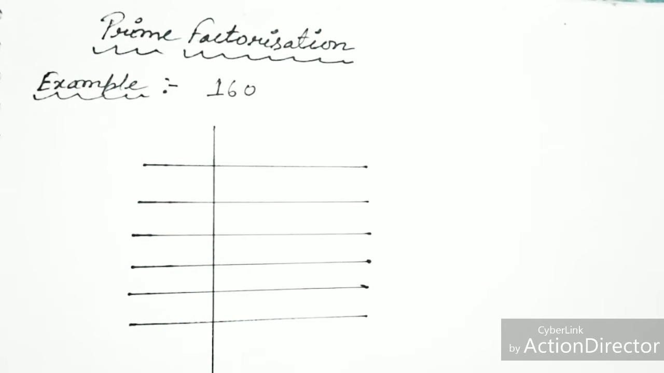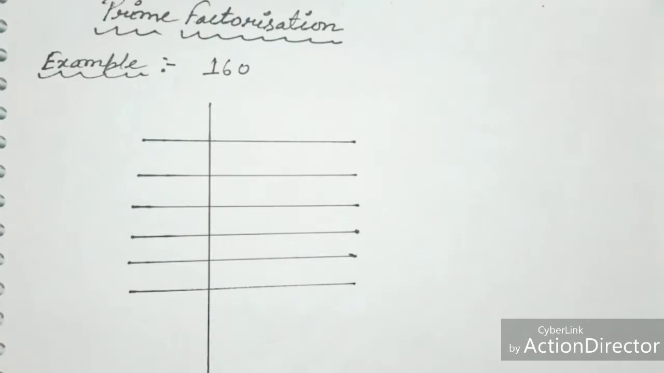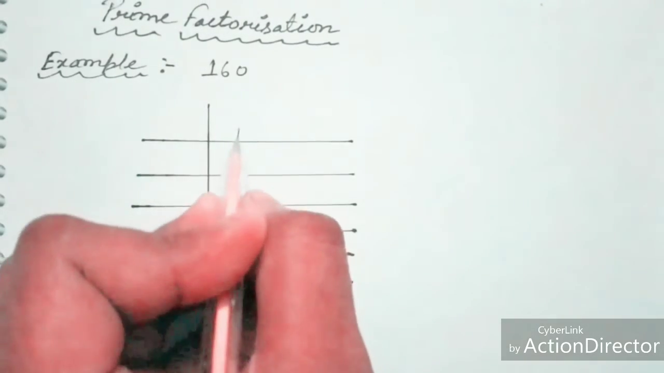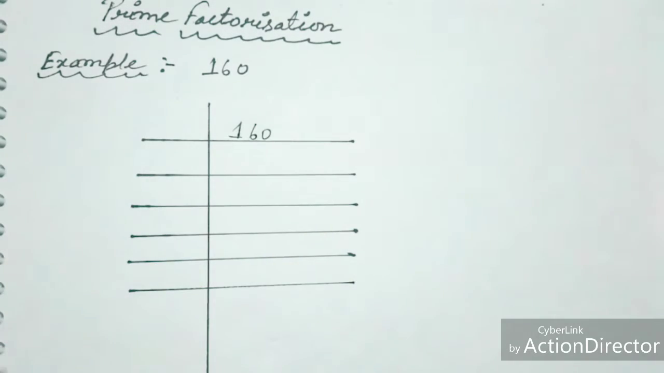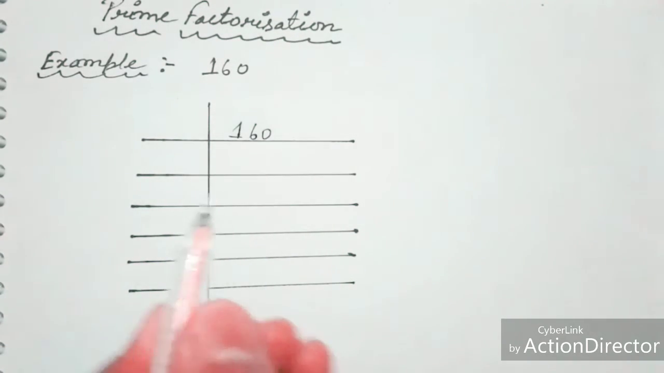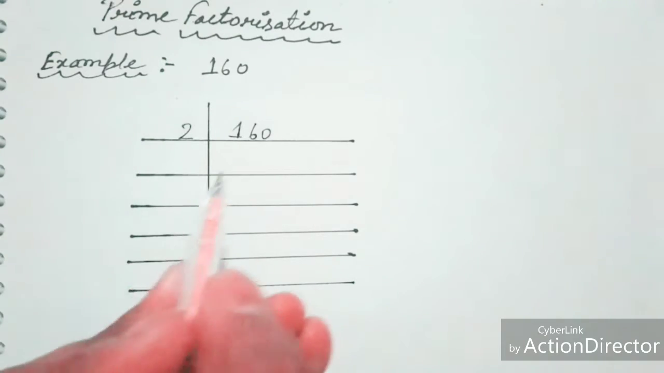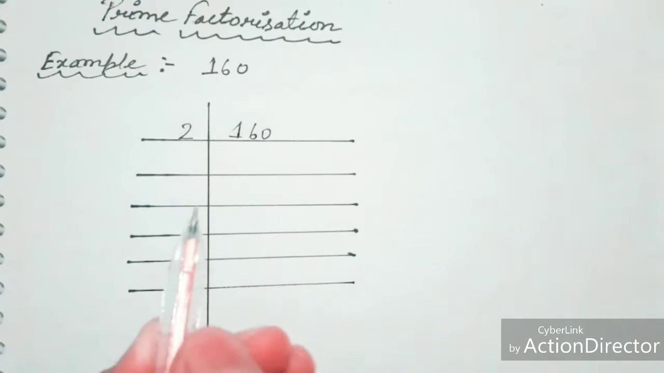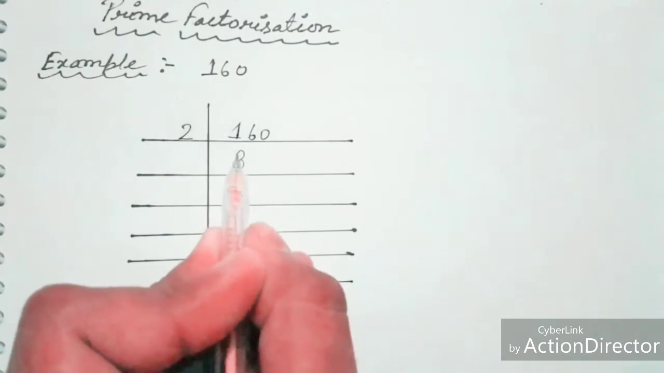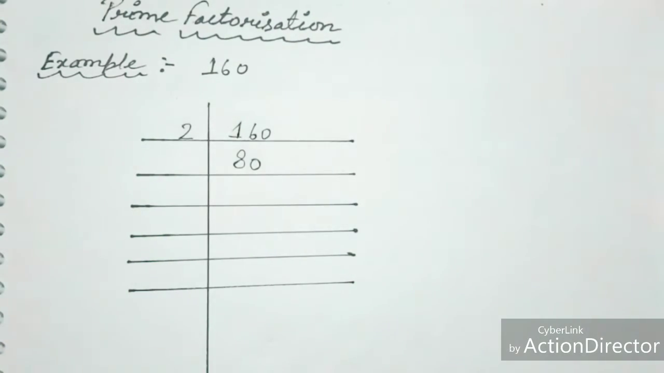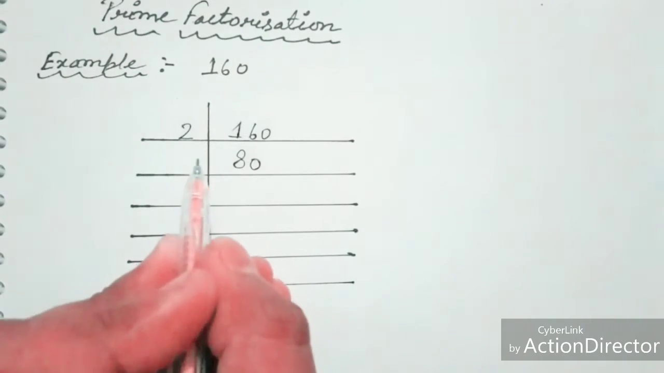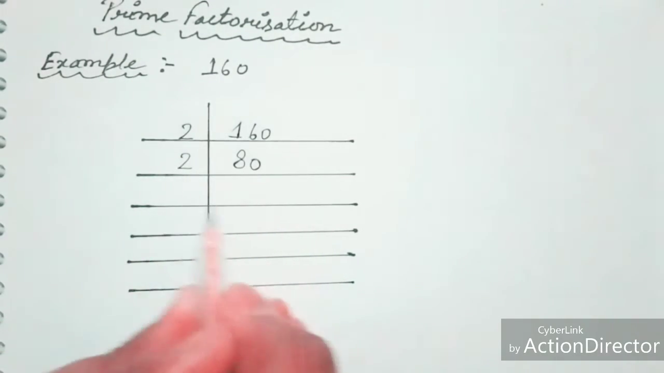Students, here we learn how to find the prime factorization of any number. Example: 160. First we write 160 and divide it by 2. We check from 2, then 3, but 160 is divisible by 2, so we divide 160 by 2. 2 eights are 16, and write 0 as it is. We get 80. Now again divide 80 by 2.